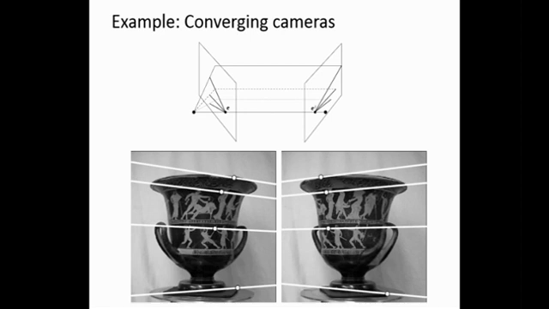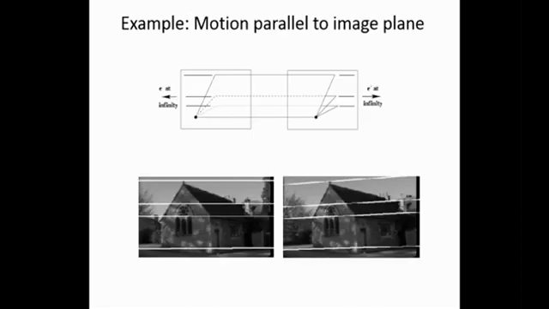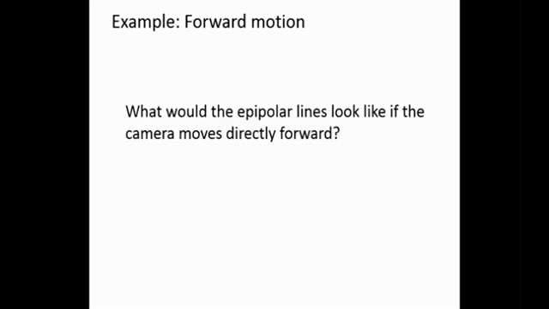So here's another example where if the motion is parallel to the image plane, and by motion I just mean the relative position of the cameras, then the epipolar lines will all be parallel because the epipoles will be at infinity. Because if I've got my two cameras here and the baseline's here, the place where those intersect at the image plane is at infinity because it is parallel. So what would the epipolar lines look like if the camera were to move directly forward?